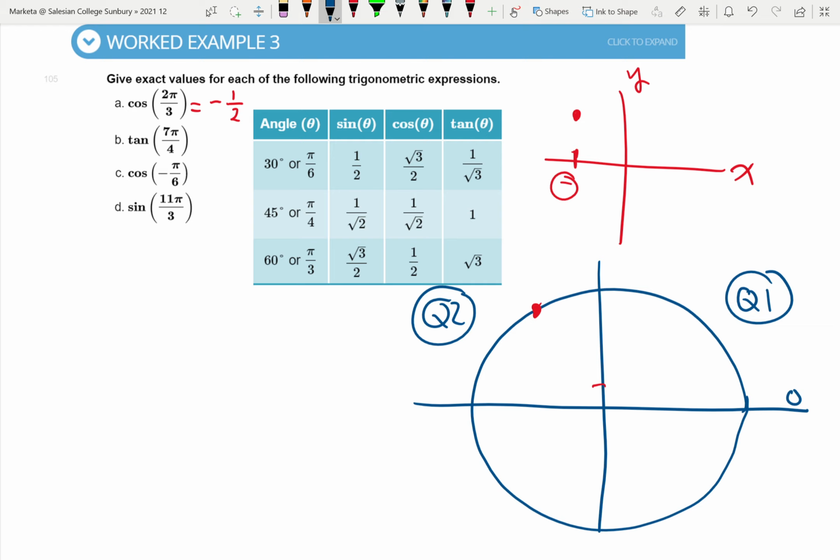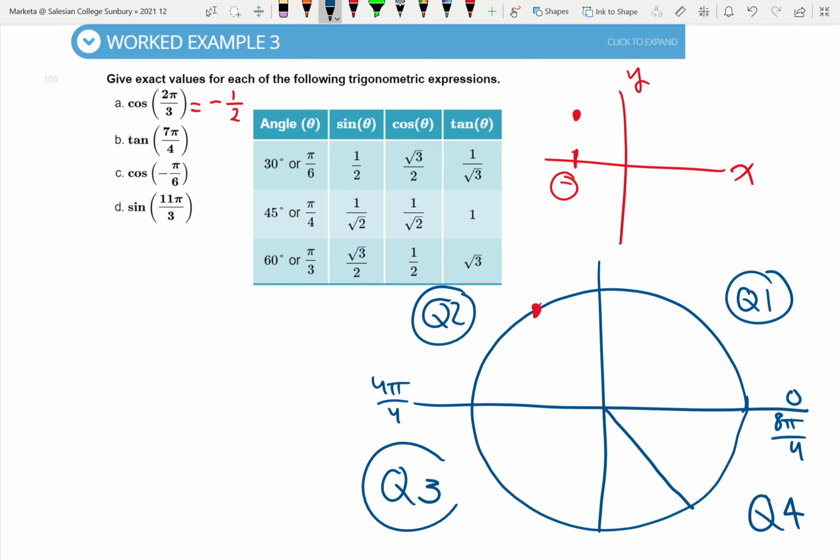So I'm going to say 0, I'm going to say 4 pi on 4, and I'm going to say 8 pi on 4. So now if I go around the circle and I want to get to 7 pi on 4, 8 pi on 4 would be here. So 7 pi on 4 would be a little bit less than that. So our angle would exist in the fourth quadrant. And here's quadrant 3. So now I'm going to make the triangle part of the butterfly.